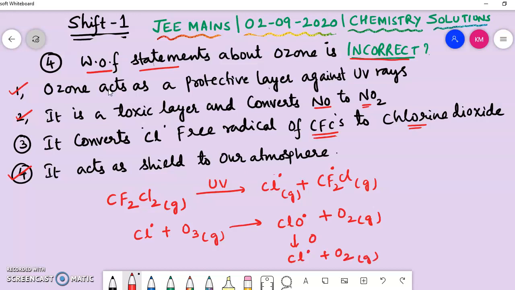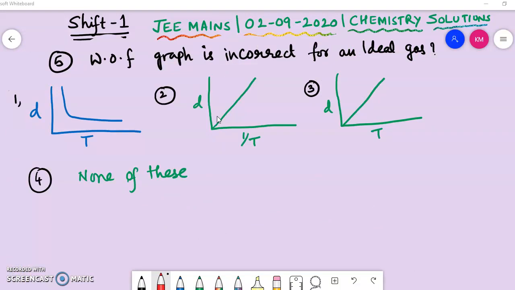But they have given it converts Cl free radical of chlorofluorocarbon to chlorine dioxide, but actually it converts to chlorine monoxide radical. So it is the incorrect statement, but it is the right answer. So option 3 is the correct answer, guys. See the next question here, guys.